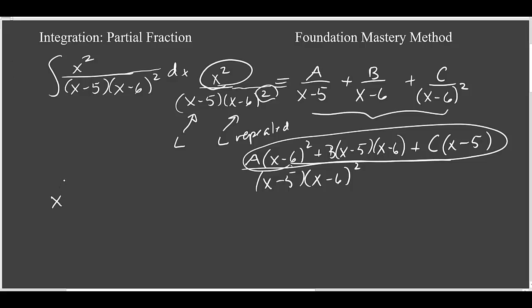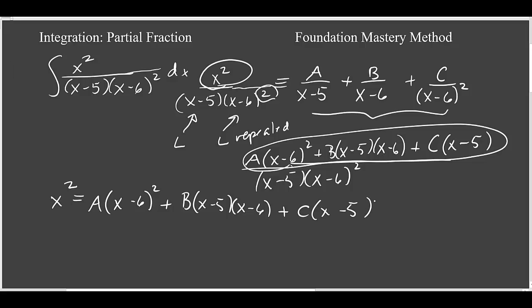So that means that x squared equals a times (x minus 6) squared plus b times (x minus 5) times (x minus 6) plus c times (x minus 5). Now the question becomes, how do we solve for a, b, and c? And let's see if there are some choices for x that will help us. Well, if we let x equal 6, that will knock out a, and it will also knock out b, so we'll end up with 36 equals c.